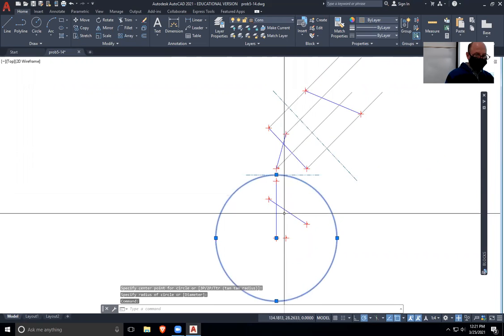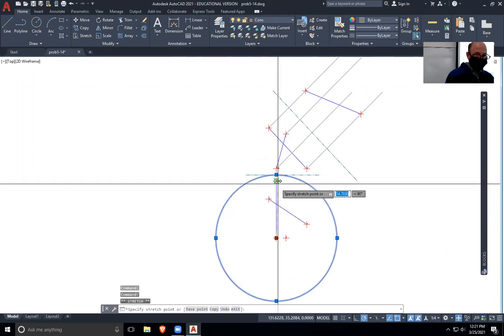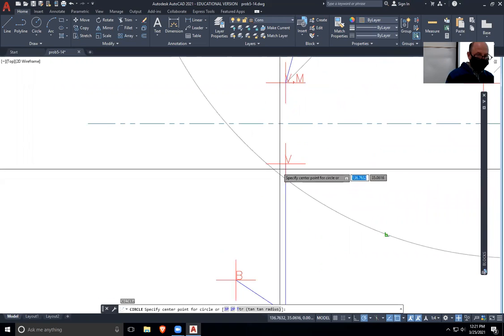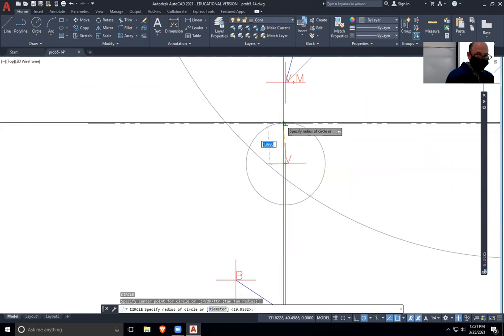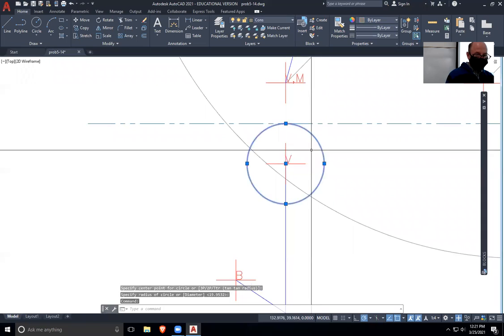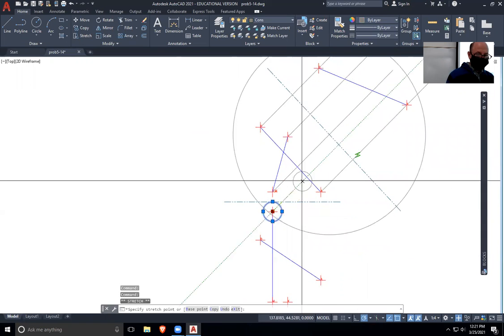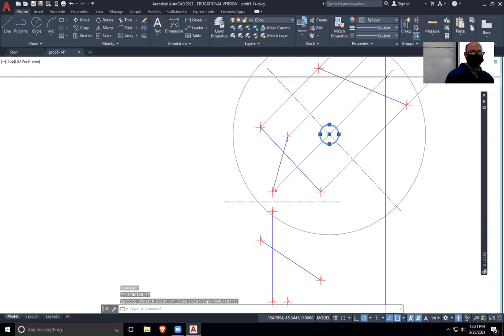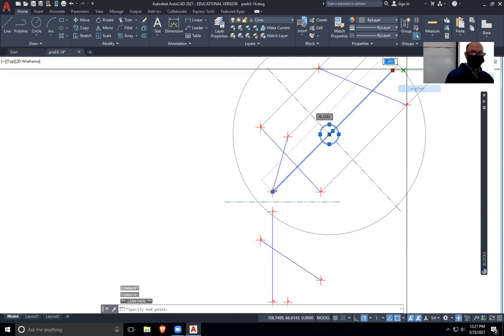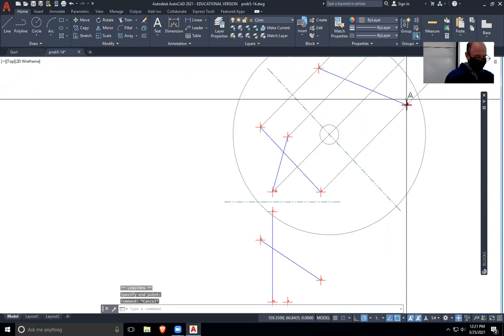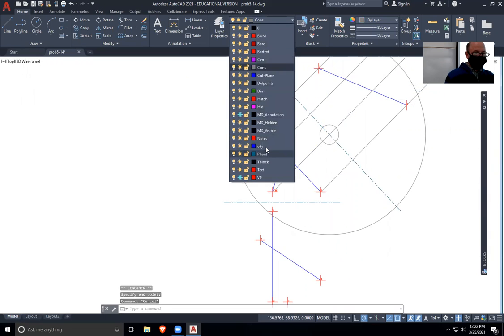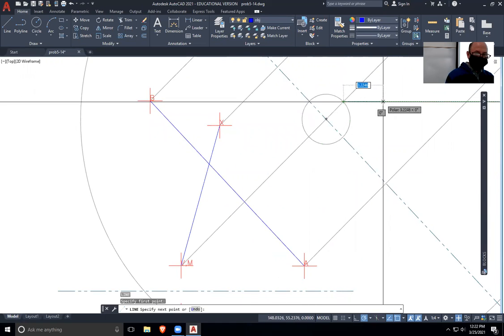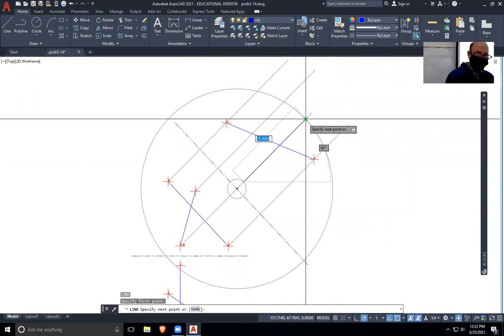From the end. So here's where I can draw the line VM. So from the intersection there, there.